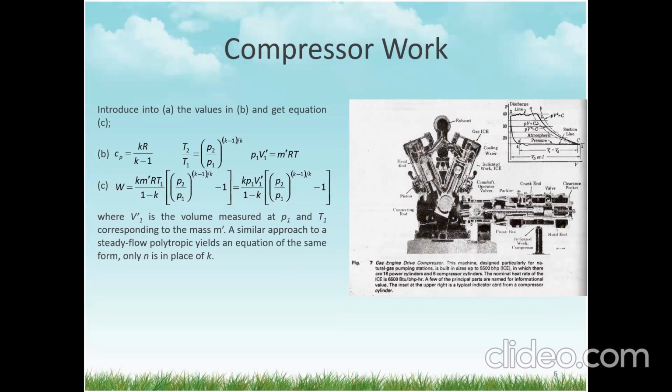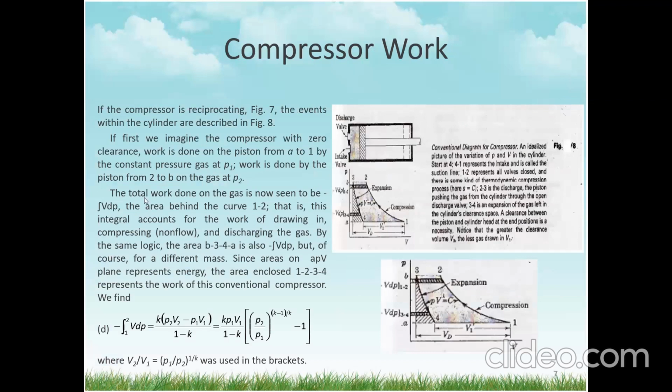So the work is k m prime R T1 over (1 minus k) times ((P2 over P1) exponent (k minus 1) over k minus 1), or k P1 V1 prime over (1 minus k) times ((P2 over P1) exponent (k minus 1) over k minus 1), where V1 prime is the volume measured at P1 and T1 corresponding to mass m prime. A similar approach to steady flow polytropic yields an equation of the same form, only n is in place of k. Palitan mo lang yan. Ito yung figure 7 natin.